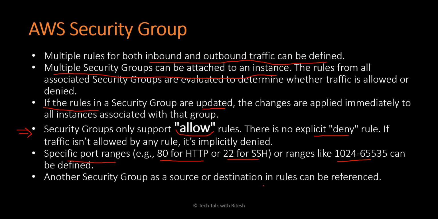Another security group as a source or destination in rules can be referenced, and that's a good feature. So for example, I have a security group. I can reference this security group for inbound or outbound as a source or destination. So that is possible.